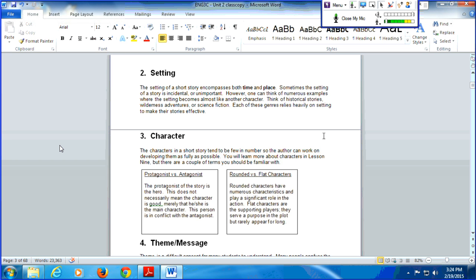So, for example, the one that we're going to be reading later in this class is set in London, England, in the late 1800s. So that setting itself sends a big message.